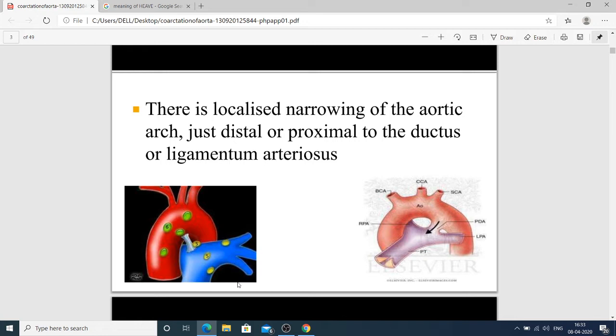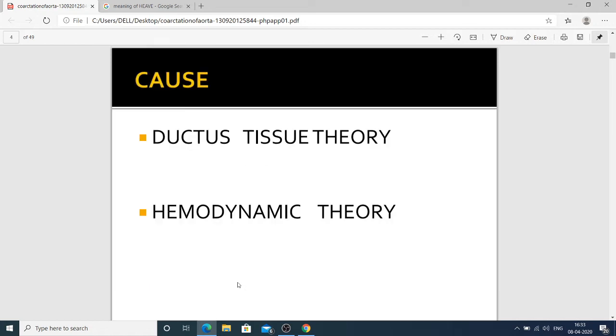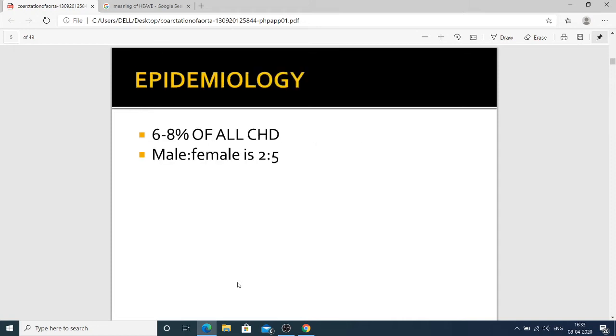Ligamentum arteriosus, also known as patent ductus arteriosus. And what is the meaning of distal? Distal is something situated away from the center, and proximal is something situated nearer to the center. I hope you understand. Then the next is causes: ductus tissue theory or hemodynamic theory.